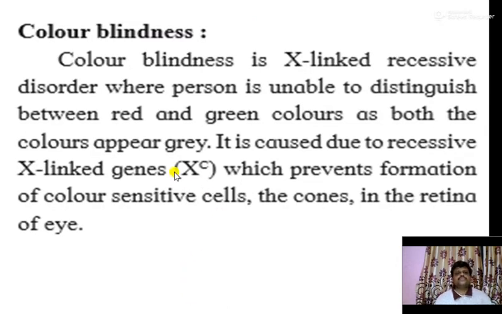Let us see the first example, that is color blindness. Color blindness is an X-linked recessive disorder where the person is unable to distinguish between the red and the green color, as both colors appear gray to that person. It is caused by the recessive X-linked gene, Xc. This recessive gene is responsible for this disorder, which prevents the formation of color sensitive cone cells in the retina of the eye.